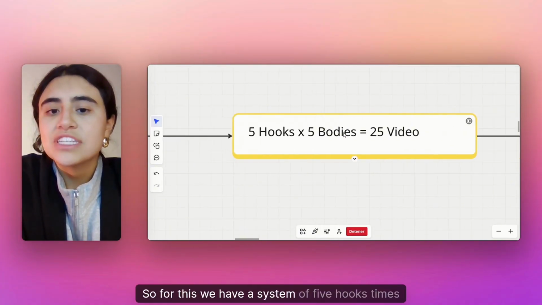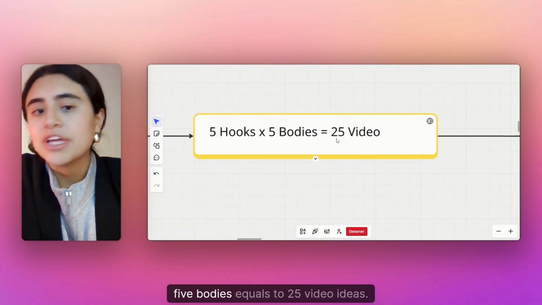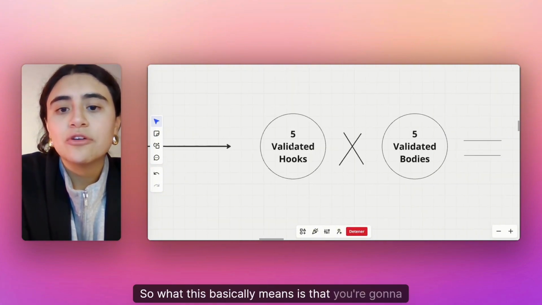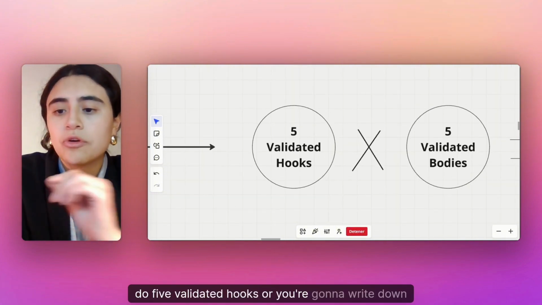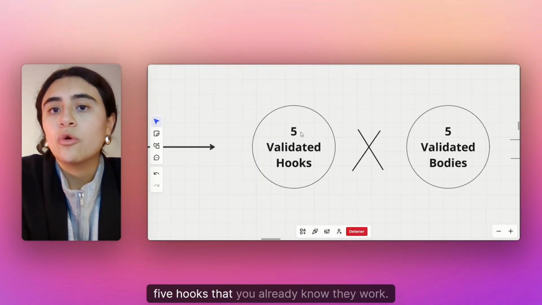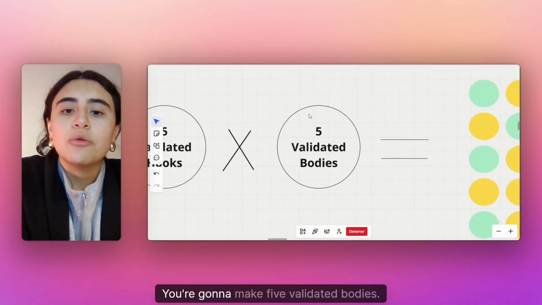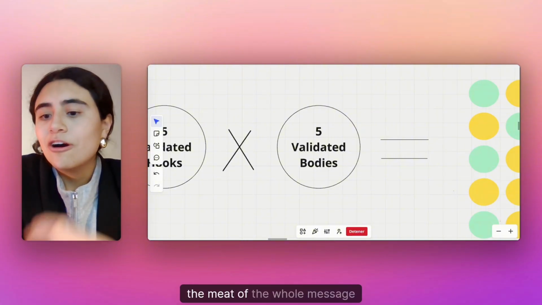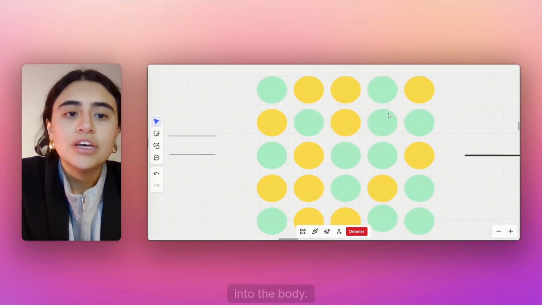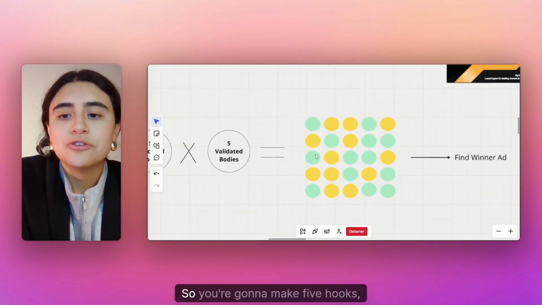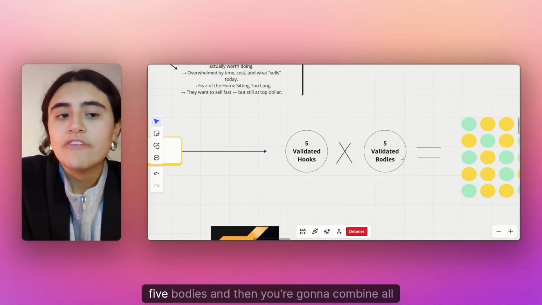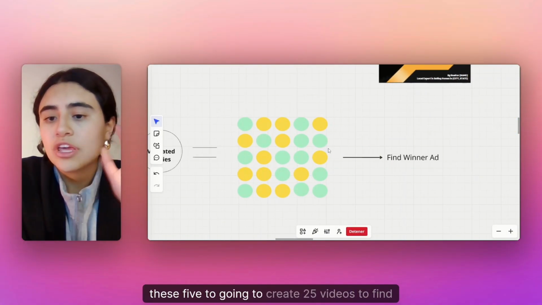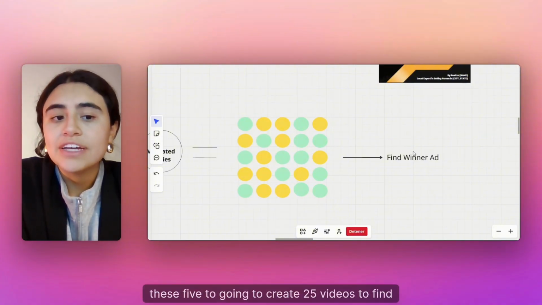So for this, we have a system of 5 hooks times 5 bodies equals 25 video ideas. What this basically means is that you're gonna write down 5 validated hooks that you already know work. You're gonna make 5 validated bodies, so basically the information, the meat of the whole message. So you're gonna make 5 hooks, 5 bodies, and then you're gonna combine all of them. So you're gonna generate 25 videos to find the winner ad.